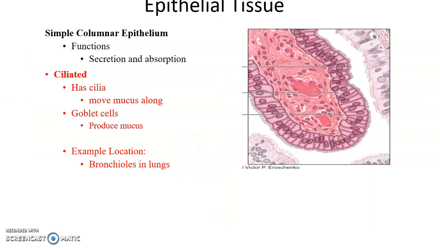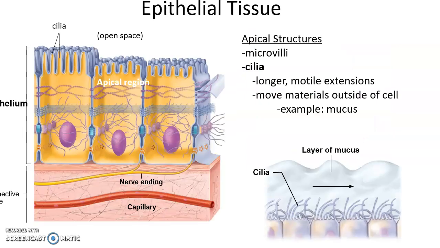The other kind of simple columnar epithelium is ciliated. Ciliated simple columnar epithelium has cilia, little hair-like structures coming off the apical surface, and their job is to beat, and that beating moves materials outside of the cells. Specifically, in this case with the lungs, it is moving mucus. So cilia can move other things, but a big category is mucus. Goblet cells, of course, produce the mucus. The cilia can then move it when we're talking about the respiratory system. The bronchioles within the lungs are an example of where you can find ciliated simple columnar epithelium.